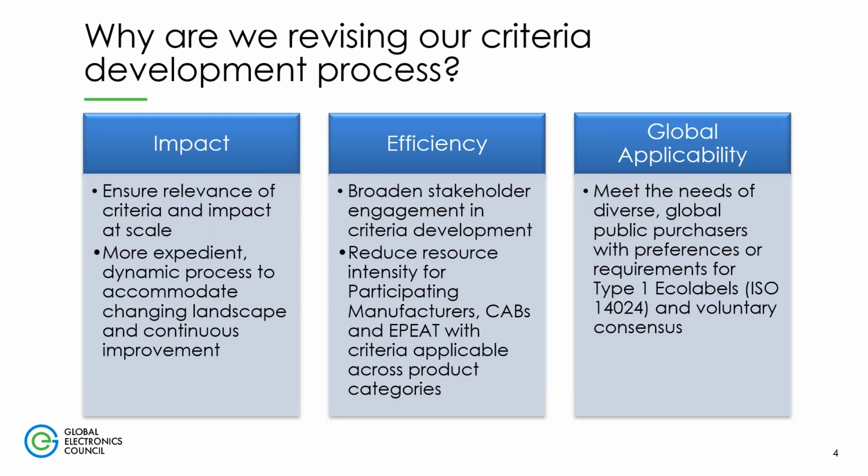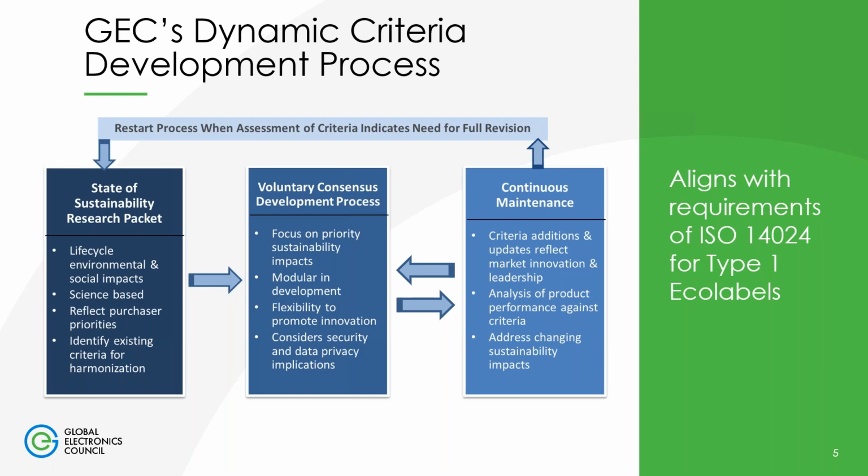Now, over the years, the use of EPEAT by large-scale public purchasers has extended beyond the US federal and state governments to other countries, most notably the European Union. We also see traction in South and Central America and India. Our new process meets both the US purchaser requirements for voluntary consensus and the preference in the EU and other countries for a type 1 ecolabel. And so our process meets the objectives of all the purchasers that are looking at any of those type of requirements. So now we'll go into the dynamic criteria development process at GEC and its core elements.